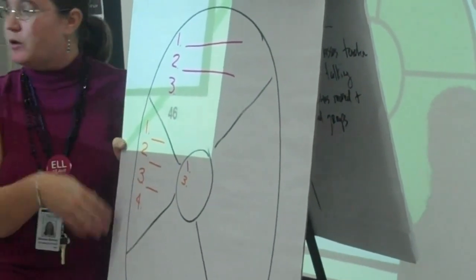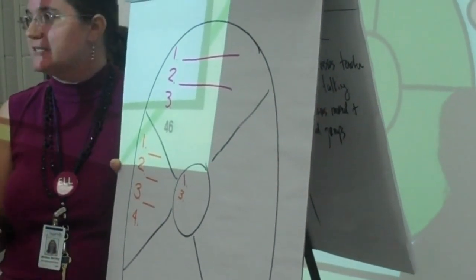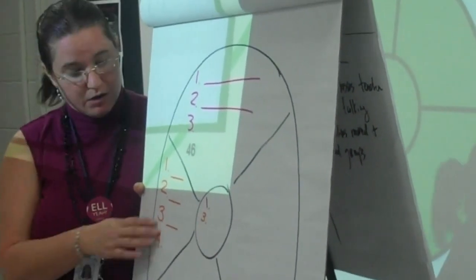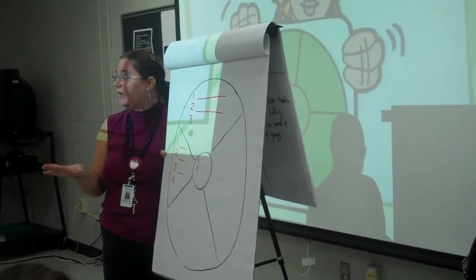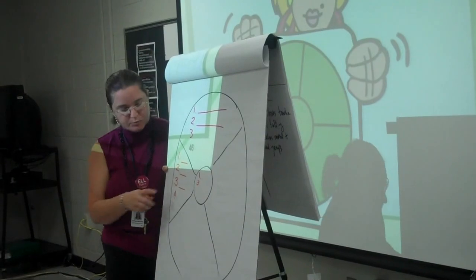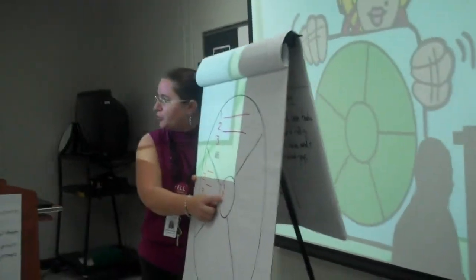My orange person read number 1, and the group decided it didn't match. Number 2 still didn't. We got to number 3, and we all agreed that it was a clearly defined language objective, so I got to write my number 3 in the inner circle. So I need there to be some discussion.